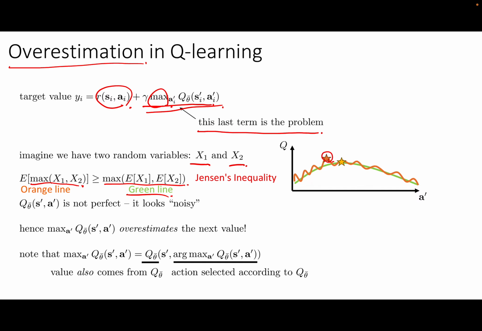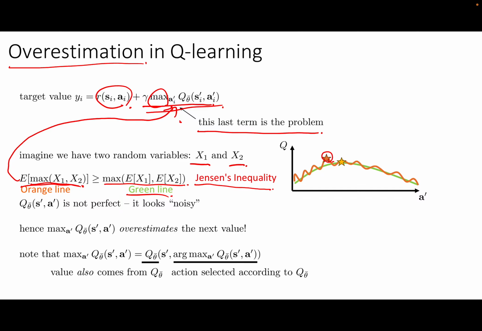Mathematically, this is called Jensen's inequality. According to this inequality, the expectation of the maximum of two random variables is always equal to or larger than the maximum of the two expectations. So that is the problem. Our last term is always equal to or larger than the true value. That is the problem mathematically.